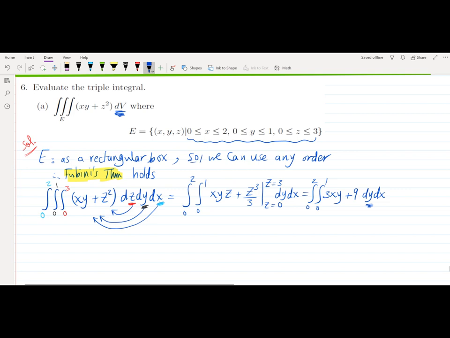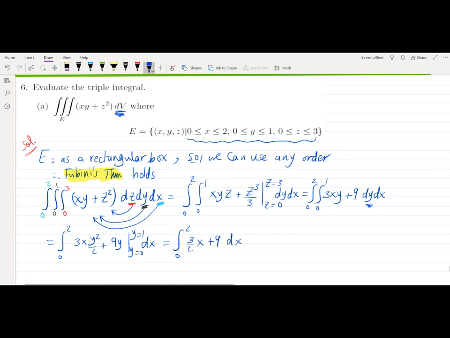So then it will be equal to the integration from 0 to 2 of 3xy. It will be 3x times y squared over 2 plus the integration of 9, which is 9y. And we will replace each y by 0 and each y by 1, and the remaining is dx. So it will be the integration from 0 to 2 for, after substitution, 3 over 2 x plus 9 dx.